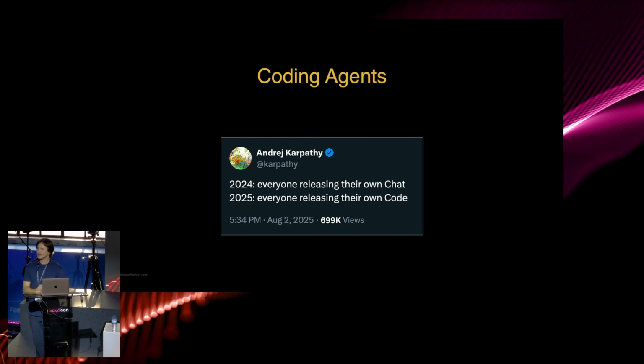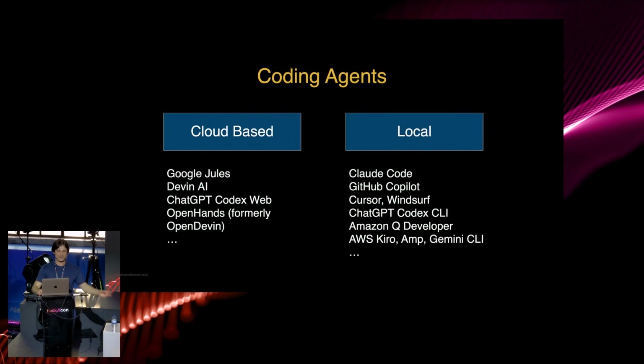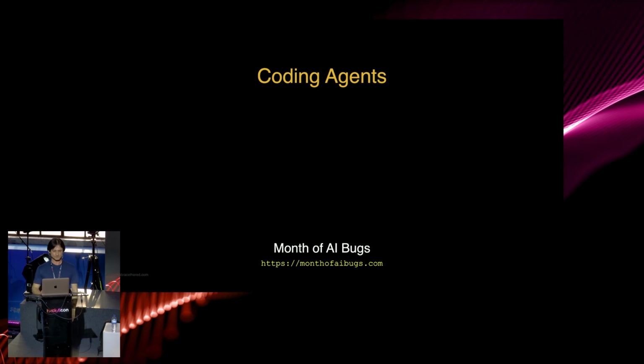What I want to talk about now is actually coding agents. And we've seen, like 2 years ago and a year and a half ago, it was all about chat. And now this year, it seems to be all about code. And there are cloud-based coding agents, which we talked about, Devin and Google Jules a little bit. But the more interesting ones, or the more dangerous ones, let's say, are the ones you run on your local computer, right? Like Claude Code, GitHub Copilot, and so on.